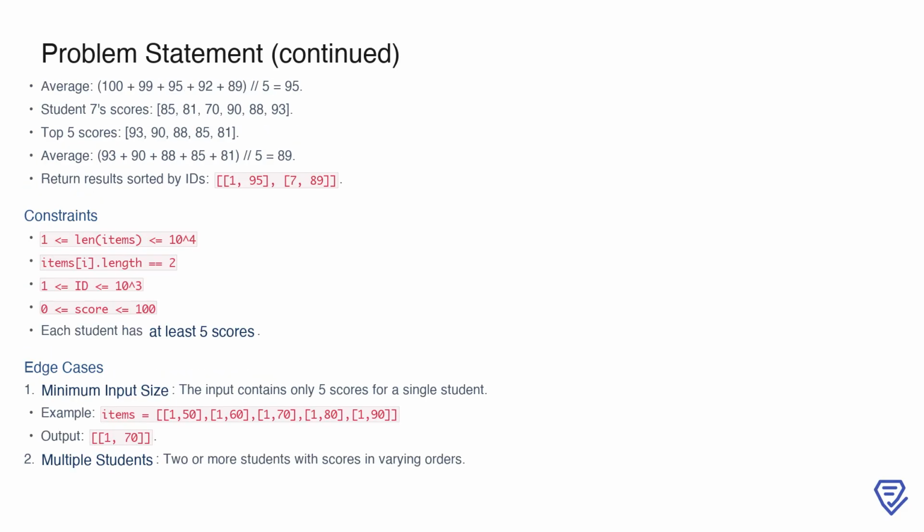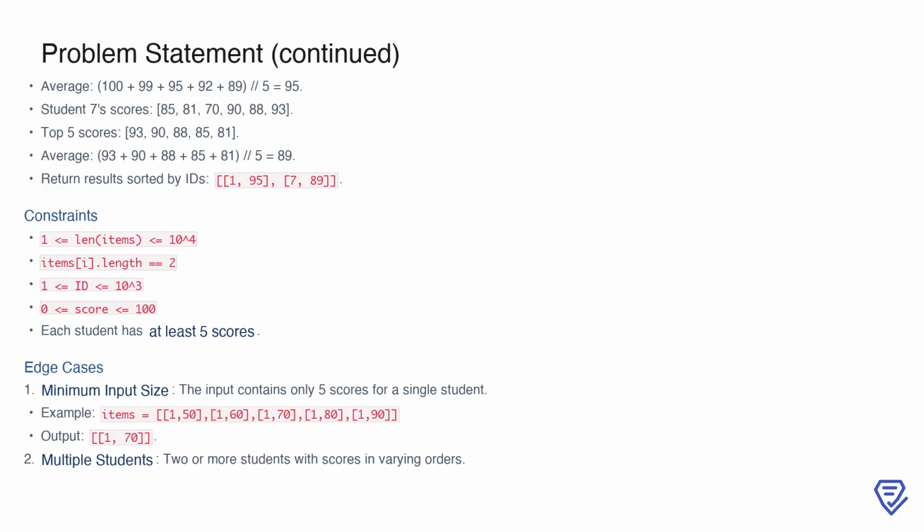The problem also comes with several constraints and edge cases to consider. For example, the constraints specify that each student will always have at least 5 scores, and the input size can be as large as 10^4. One edge case is when the input contains only 5 scores for a single student. For instance, if items equals [[1,50],[1,60],[1,70],[1,80],[1,90]], then the output would simply be 70, as all the scores are used to calculate the average.